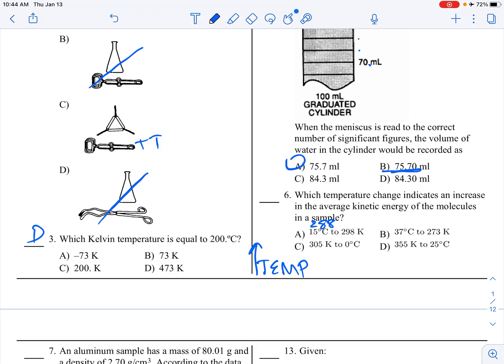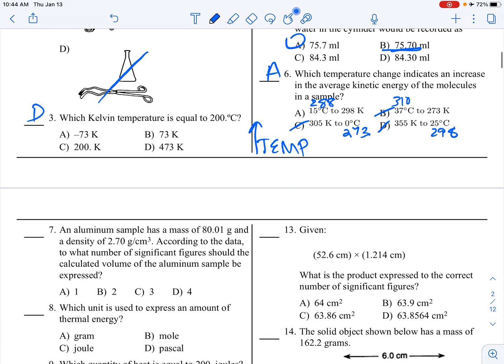But you know what? I'm just going to go ahead and check. This is 310 Kelvin going to 273. That's a decrease. 0 degrees Celsius is 273. That's, again, a decrease. And 25 plus 273 is 298. So notice all of those are decreases. It is indeed choice A.